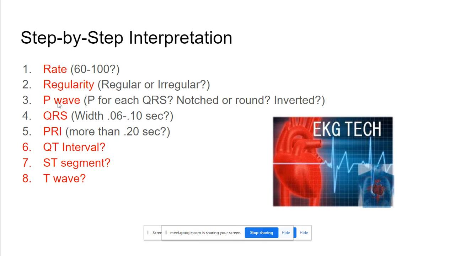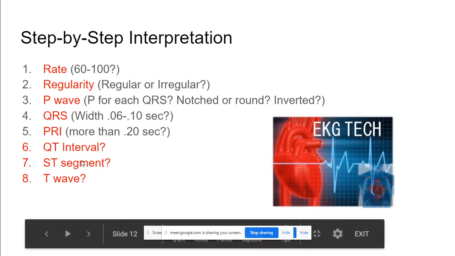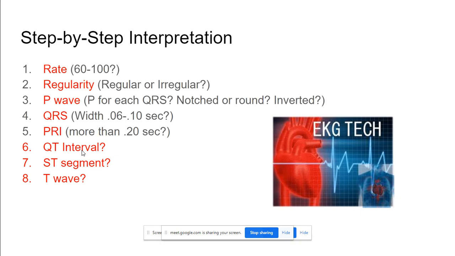Then you look at the P wave. That will tell you if the atria are behaving. Then you're going to look at the QRS to see if the ventricles are behaving. And then you're going to see how the conduction is between the 2, which we know is our PR interval or PRI, and we don't want it to be more than 0.20 seconds, or we know that that's a delay in conduction. Okay, then we can look at some of these other things, but they're not quite as important as we go through some of these rhythms.